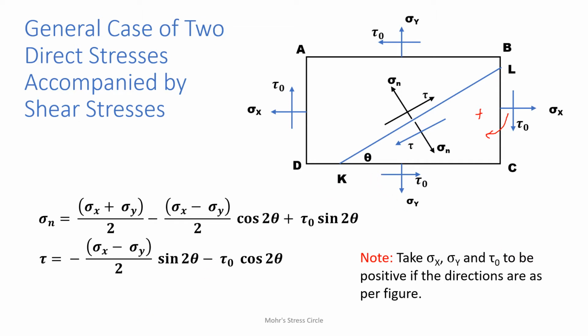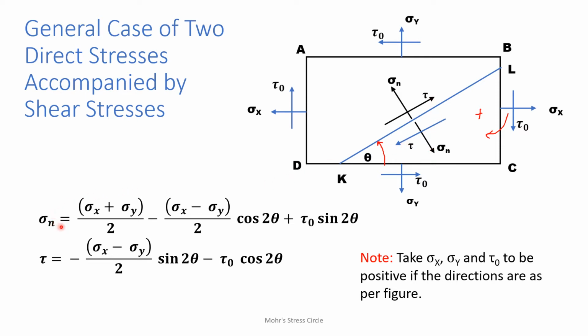Then for any oblique plane KL subtending angle theta, anti-clockwise with the horizontal plane DC or CD, KL is making an angle theta with the CD plane. Direct stress is sigma n and shear stress is tau.